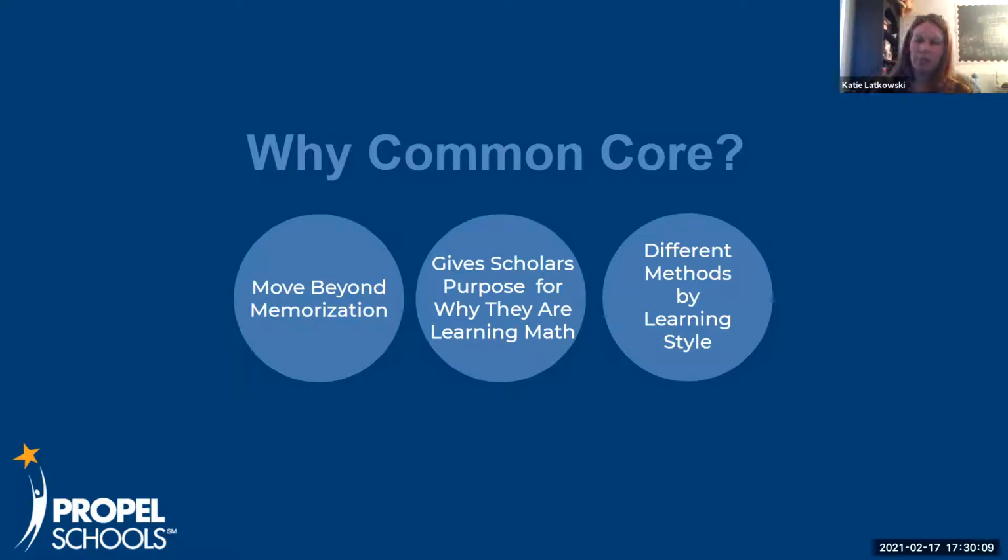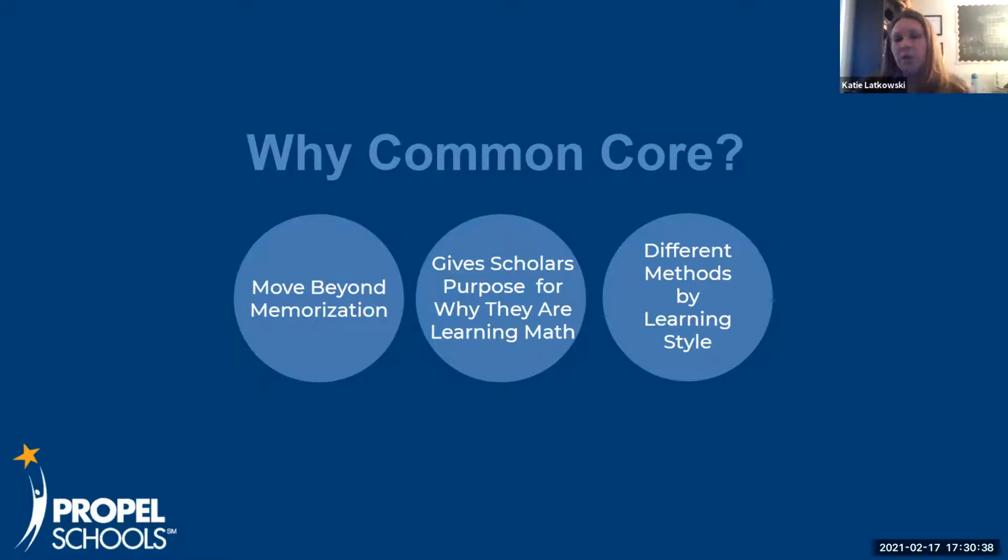In all of the math across Propel, we have math norms, and one of our math norms specifically says the answers are important, but they're not the math. And that really talks about Common Core in that whole statement, because it isn't about the right answer, to where I feel like when most of us were in school, that was it. It was the answer. As long as you came up with the right answer, that was all. It didn't matter if you understood how you got that answer or did you just get lucky.